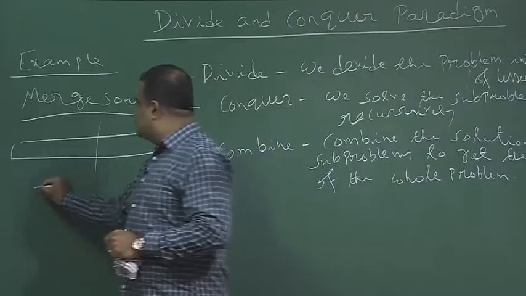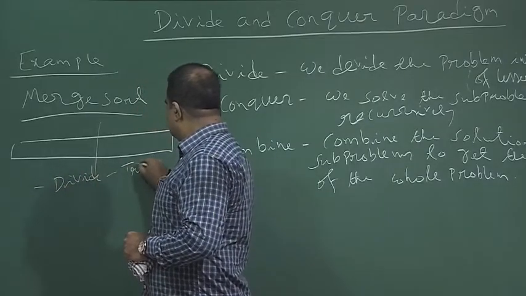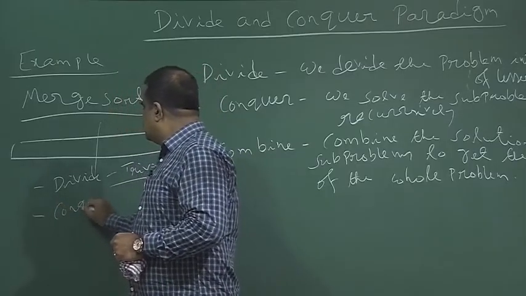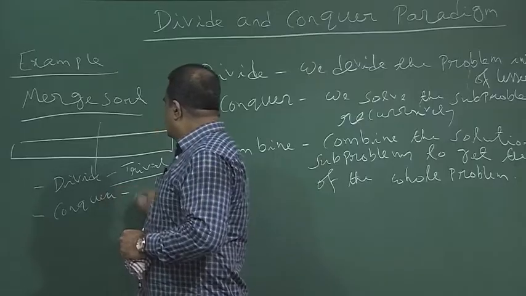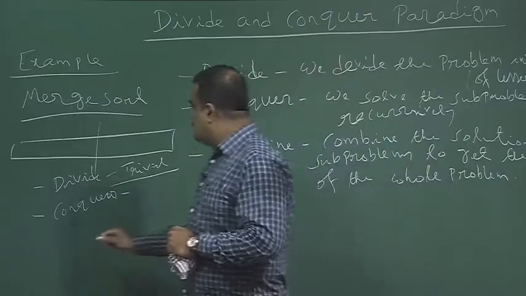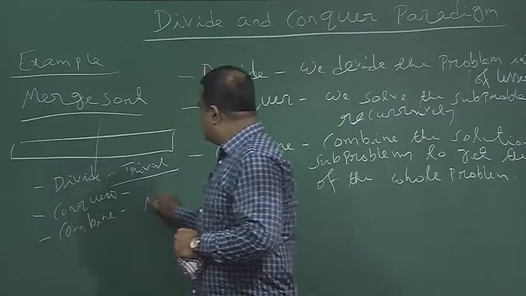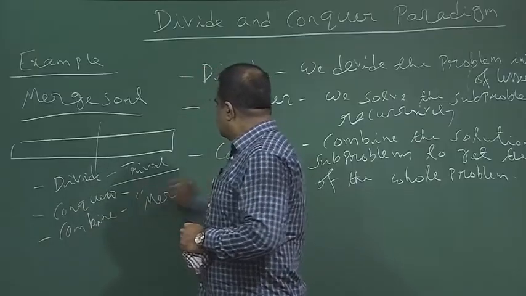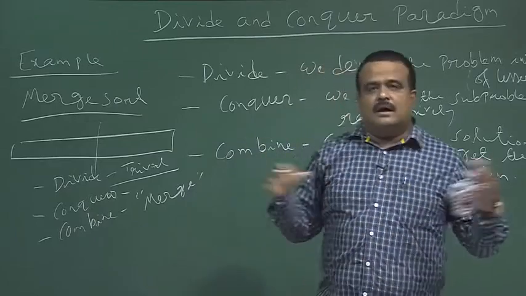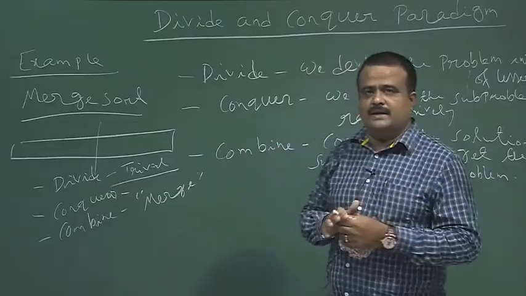So, the divide step is trivial in merge sort. The conquer step is solving these 2 sub arrays recursively, and the combine step is basically the merge subroutine, that is we have 2 sorted arrays and we call the merge subroutine to get the sorted array.